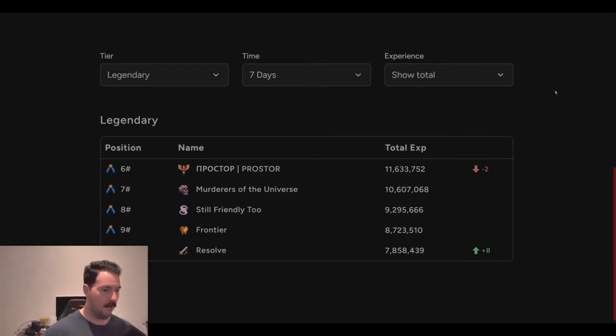Holy heck, what happened to Resolve, dude? Who is in Resolve right now to get 8 plus positions? That is insane. That is the best push forward probably so far.